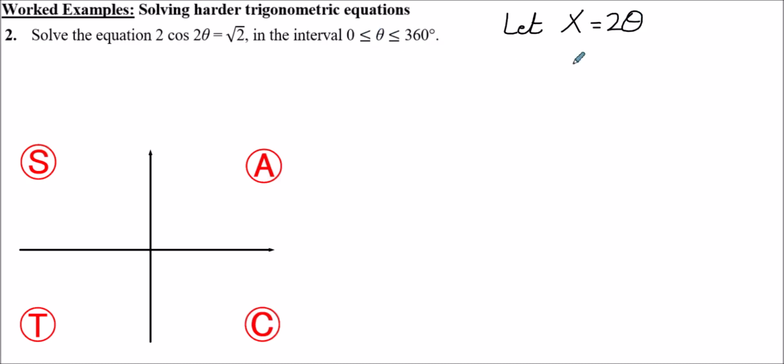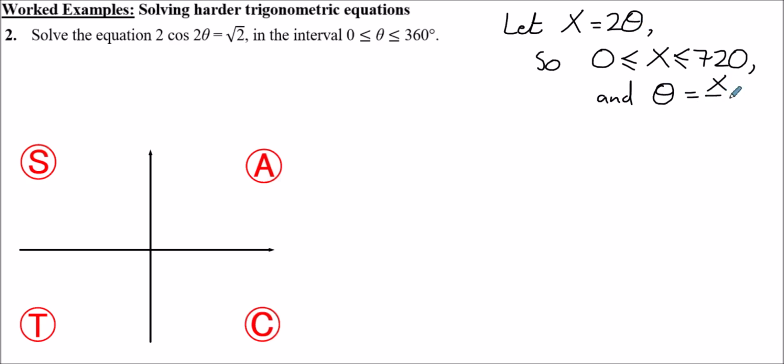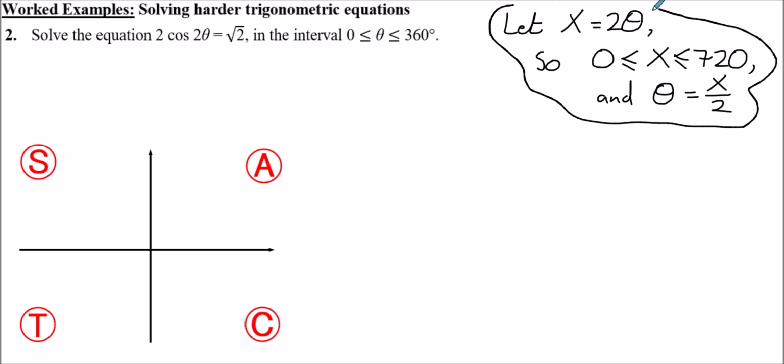And so what that means is our big X is going to range from 0 times 2, which is obviously still 0, but it's going to go all the way up to 360 multiplied by 2, which is going to go up to 720. And of course, if X is 2 theta, it's just worth noting when we go back to thinking about what theta needs to be, that theta must be whatever X is divided by 2. So again, I'm just going to leave this here for later.